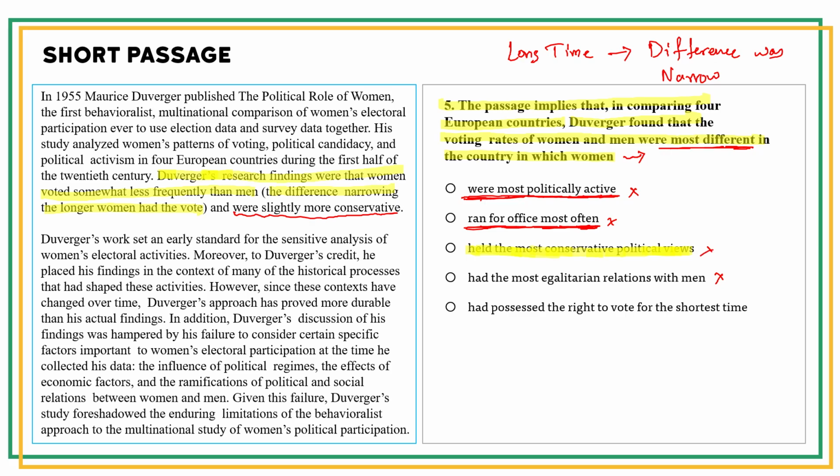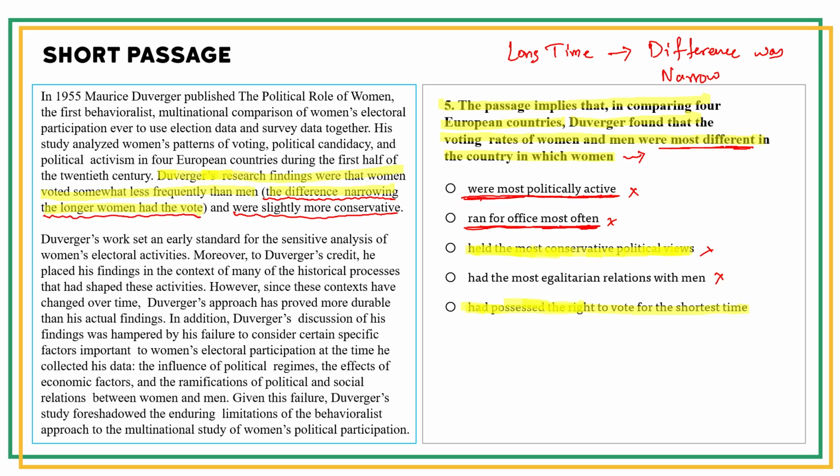I think it's option E. They had, yeah, it's option E. Had possessed the right to vote for the shortest time. Why? Because, see, it says in these brackets that the difference between their voting rates narrowed the longer women had the vote.